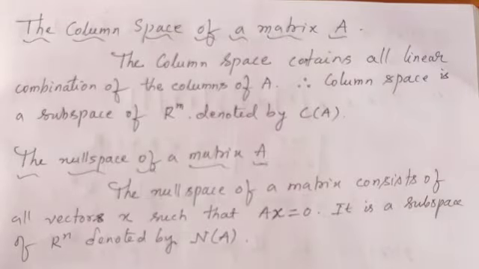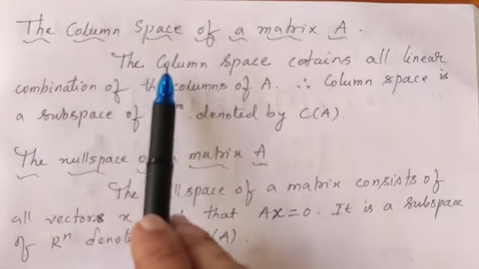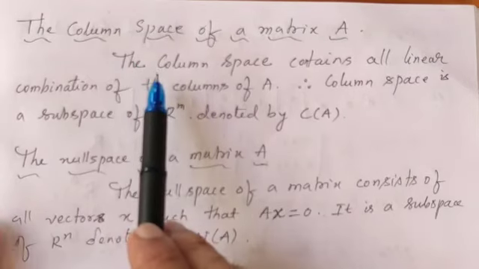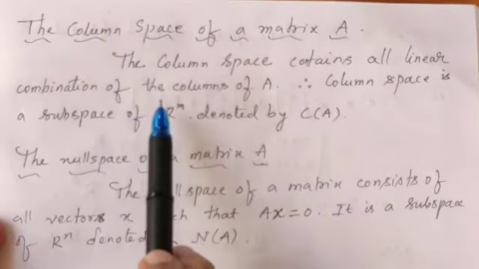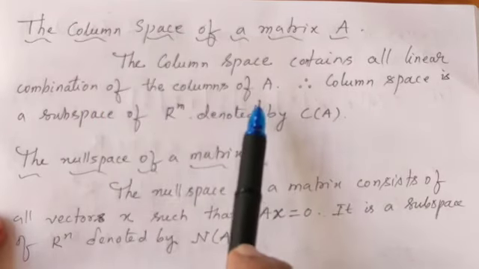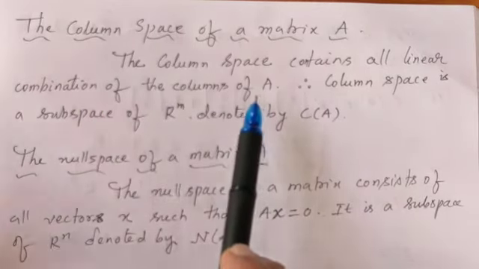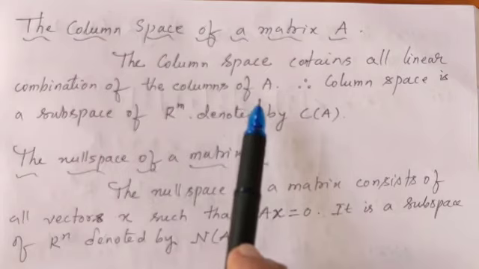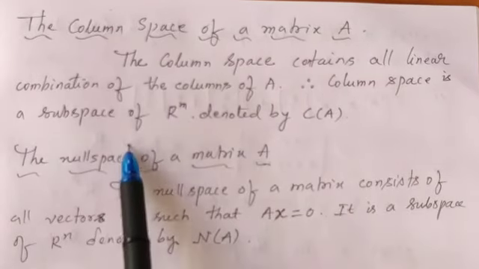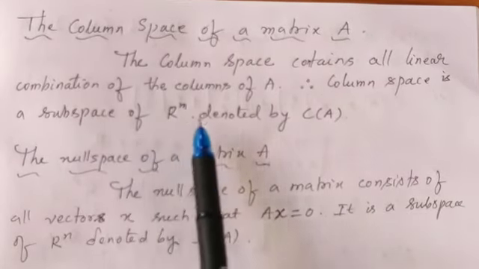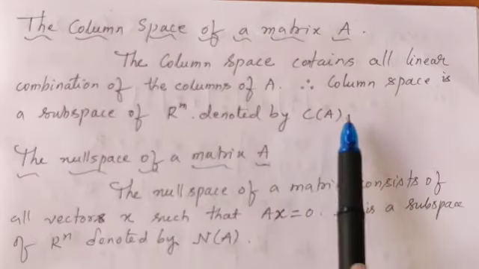Now we'll see what the column space of a matrix and the null space are. The column space contains all linear combinations of the columns of A. That means it is the linear span of the column vectors. Therefore the column space is a subspace of R power m and it is denoted by C of A.